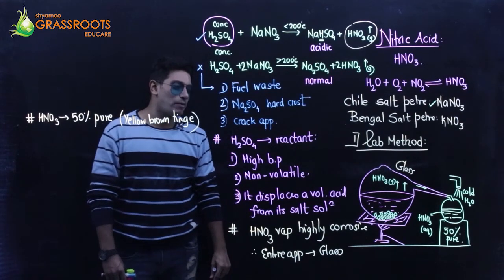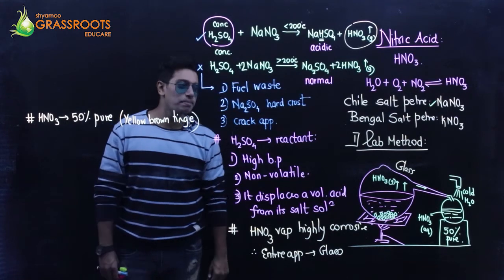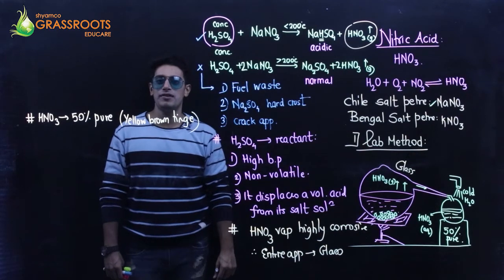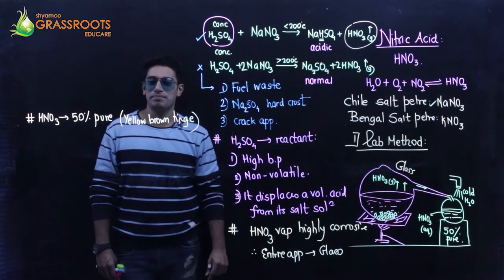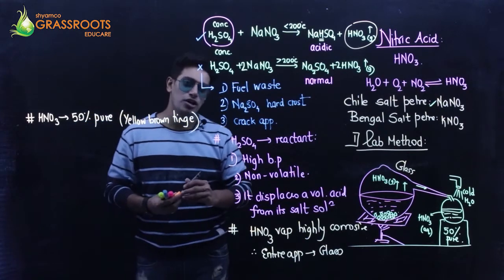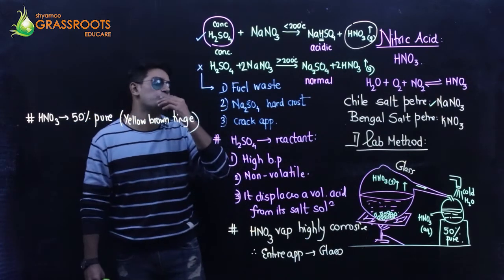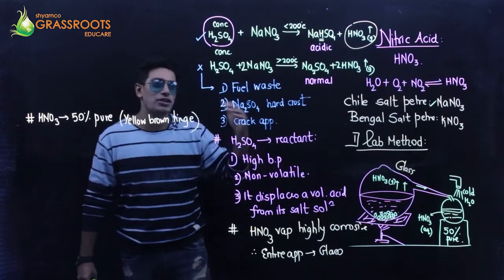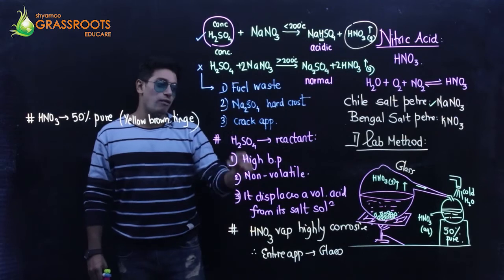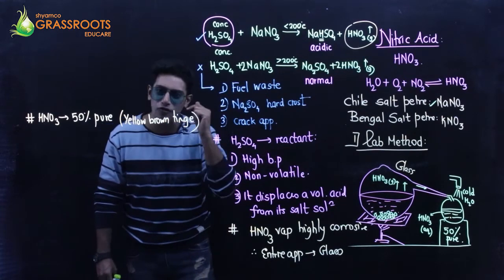I don't think I remember much more, but these are the pointers for the laboratory method of preparation of nitric acid, right? So I spoke about the purity, the yellowish brown tinge. We spoke about the reactants, the product form, the temperature used. Why is this reactant used? And why is this apparatus made up of glass?